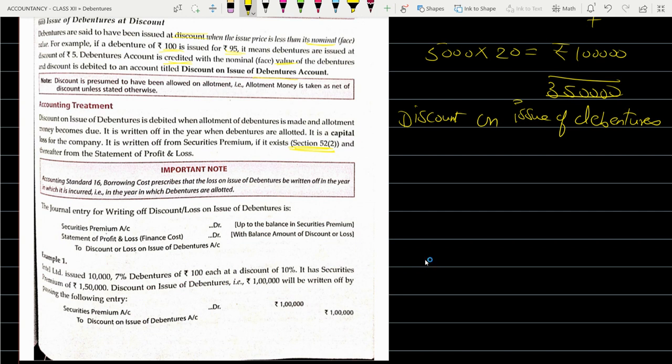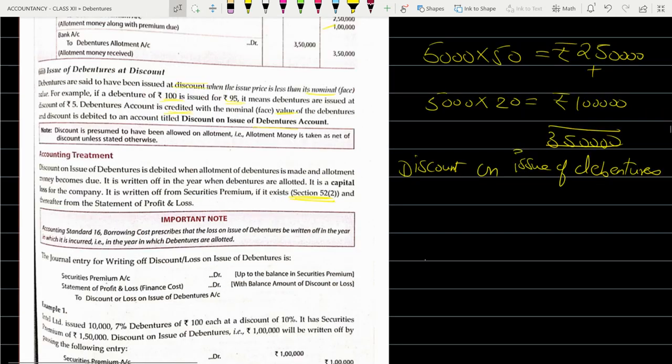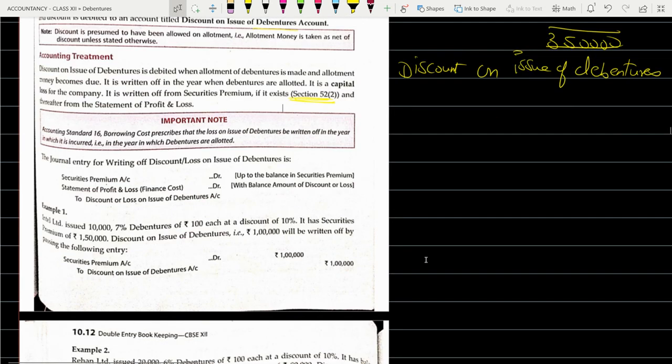So the journal entry will be statement of P&L account debit to discount on issue of debentures. Now, let's directly go on to a problem. Okay, so you'll have an understanding.